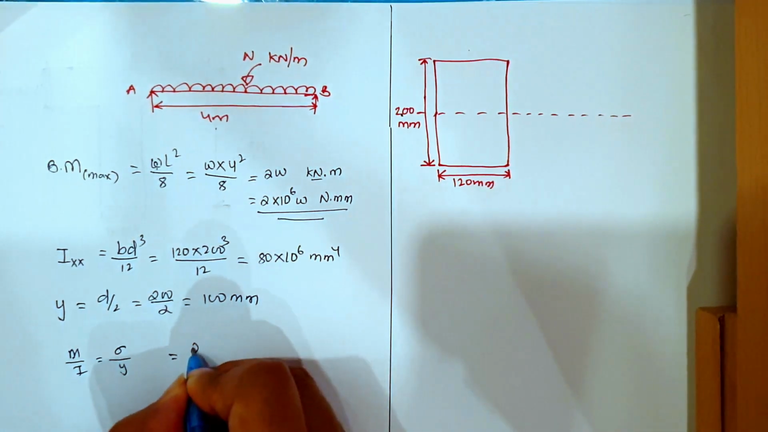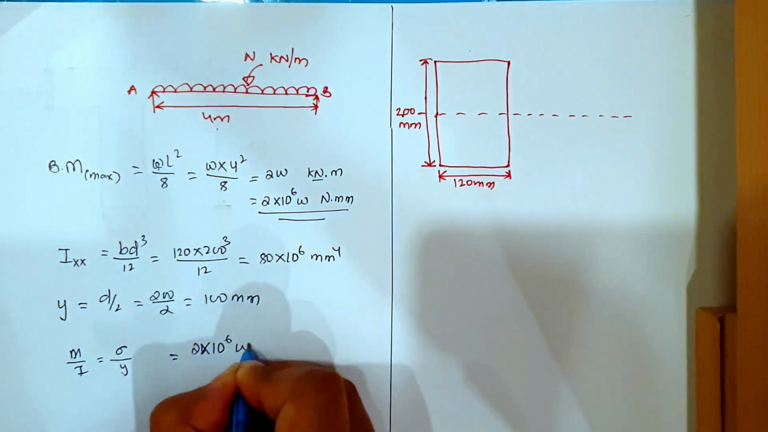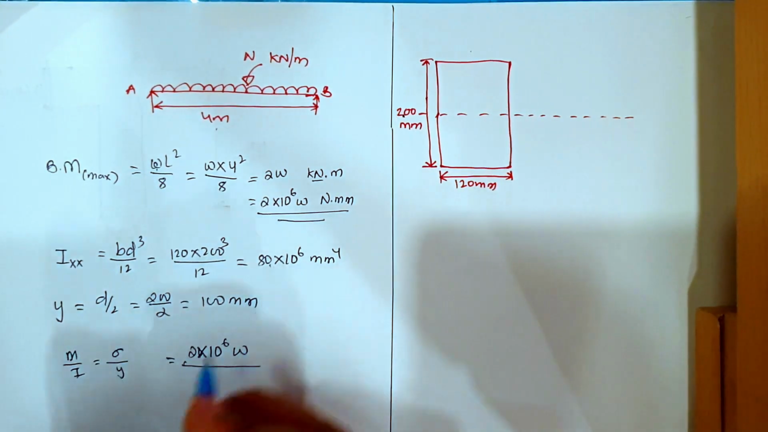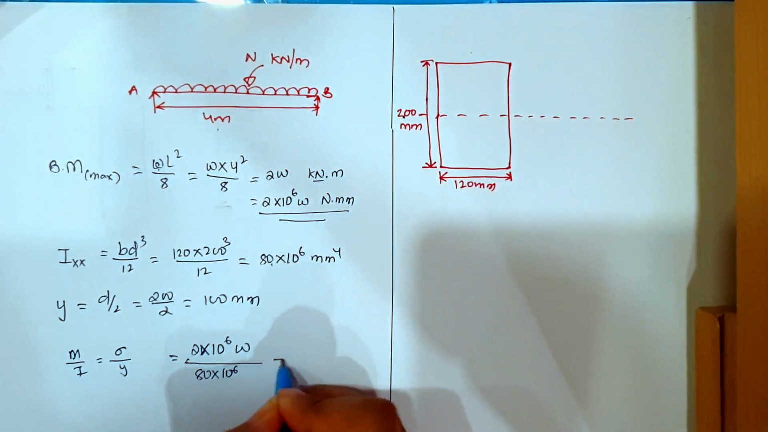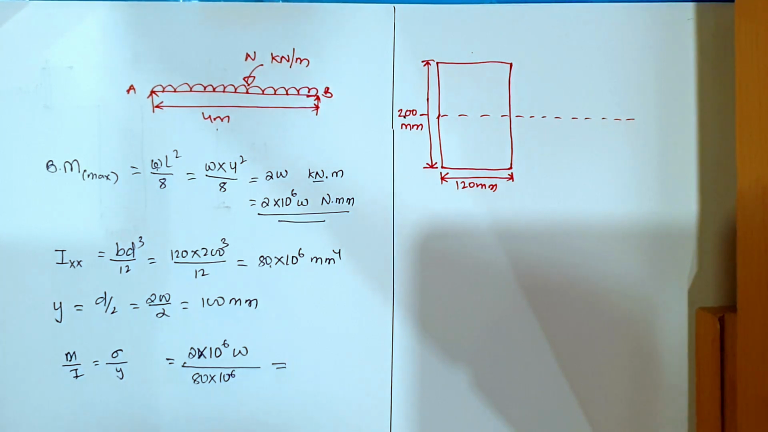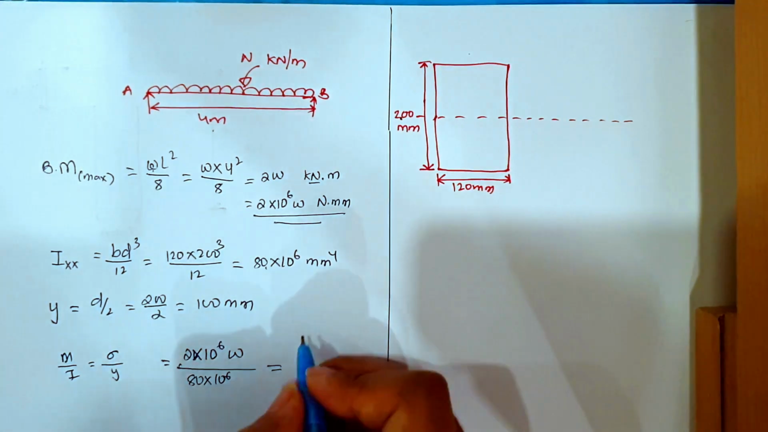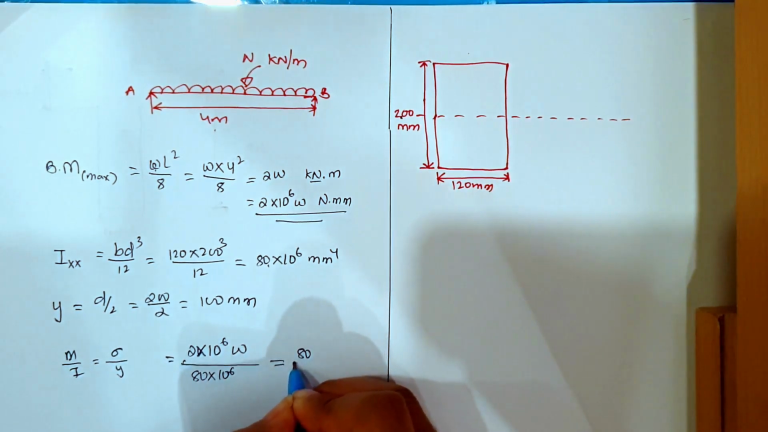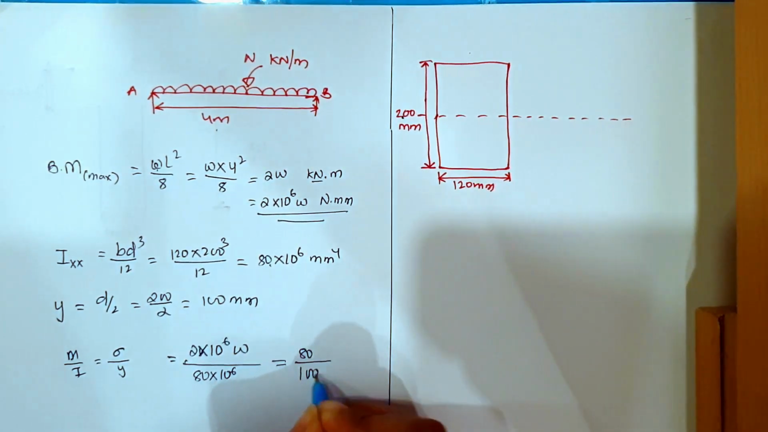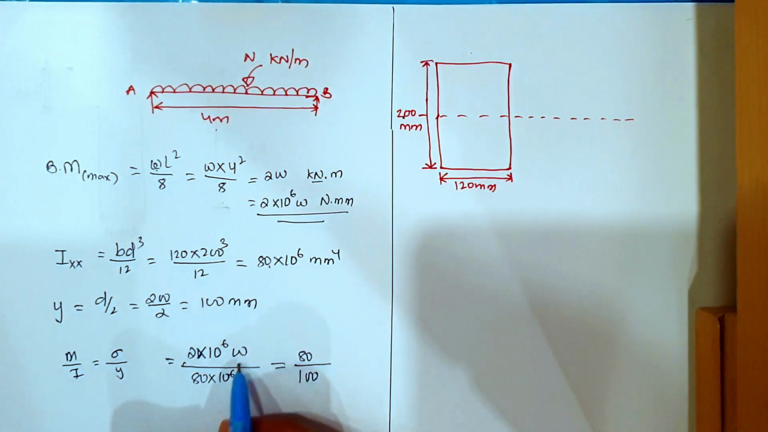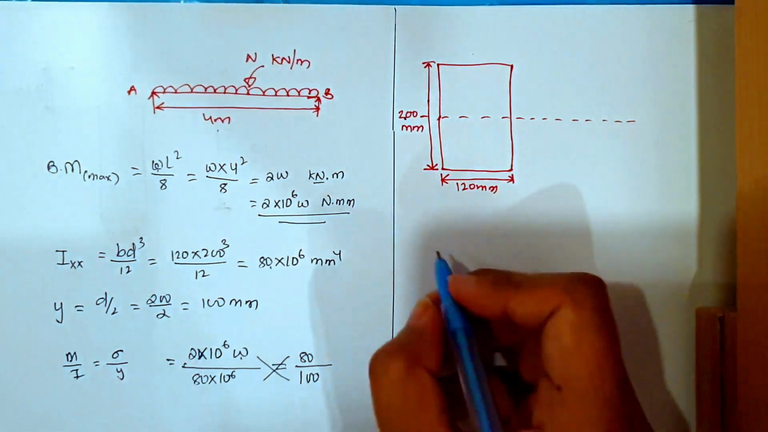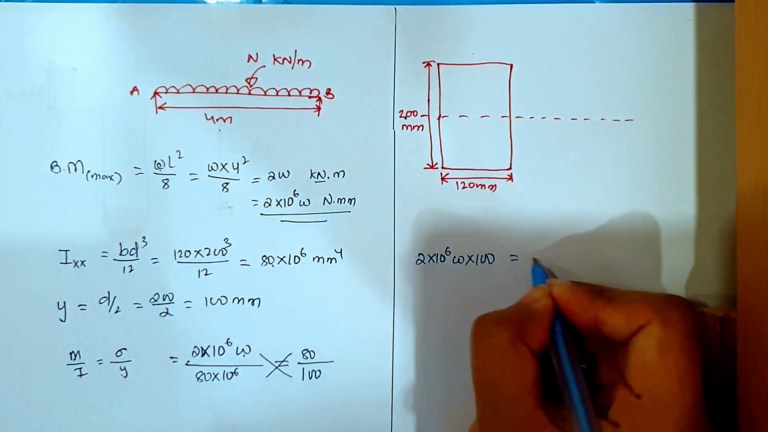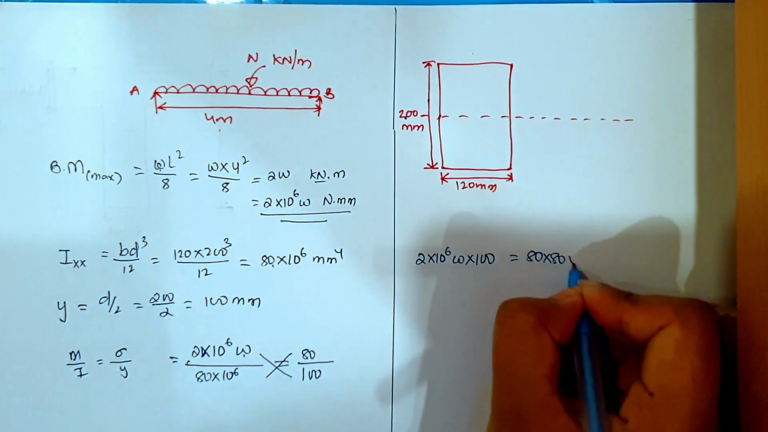M is equal to 2 into 10 raised to power 6 W newton mm. I is equal to 80 into 10 raised to power 6, equals sigma. Sigma is given in the question, which is equal to 80 megapascal. So 80 MPa is equal to 80 newton per mm square. So 80 divided by Y, which is 100. Now, from here, if you have to find the value of W, cross multiply. Cross multiplying, you get 2 into 10 raised to power 6 W into 100 equals 80 into 10 raised to power 6.